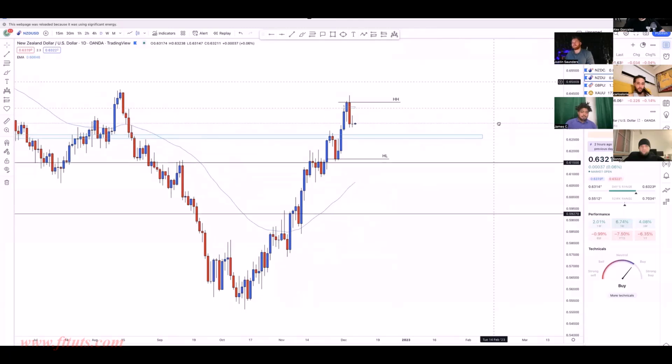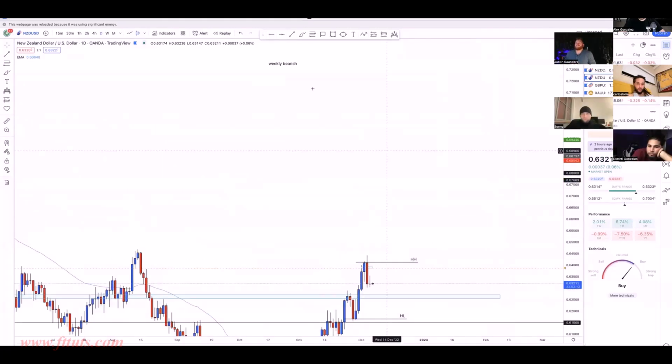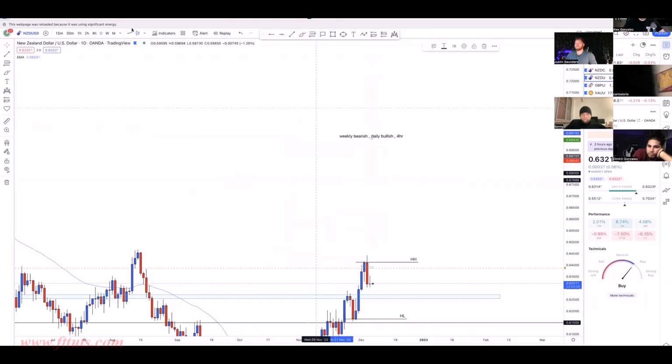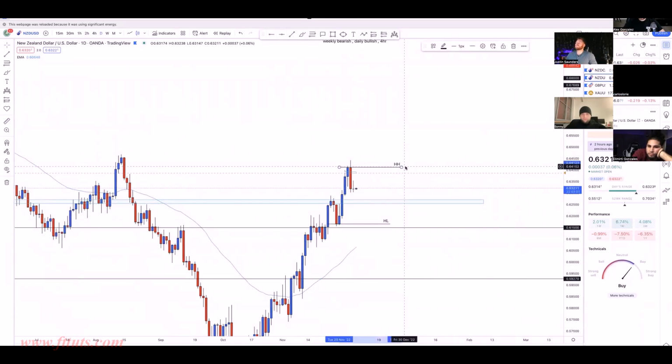Let me find this on the thing. So now we understand that the daily is bullish. So now we go to the 4 hour. We got to understand what the 4 hour is doing. Again, we got to leave this. Actually, what is this point right here? What the hell is this?